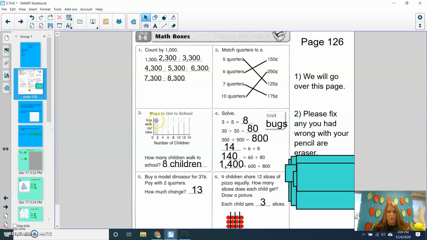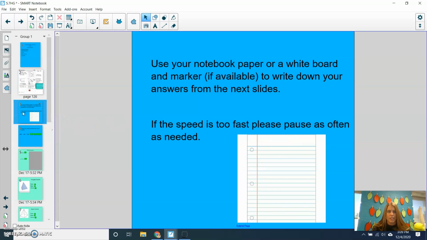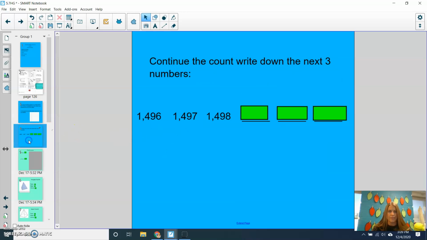So double check to make sure that you have yours correct before moving on to the next slide. For the next slides, we'll use notebook paper or a whiteboard and marker if available. If the speed is ever too fast, please pause as often as needed.